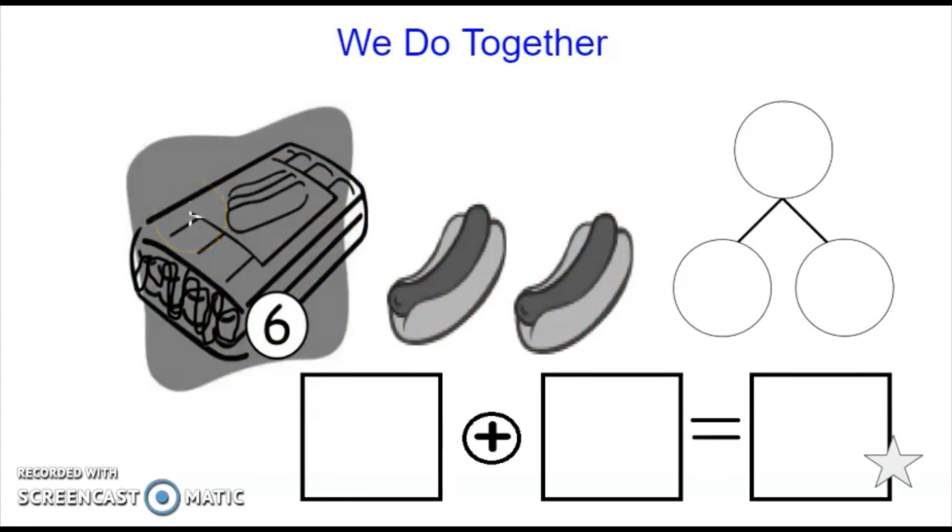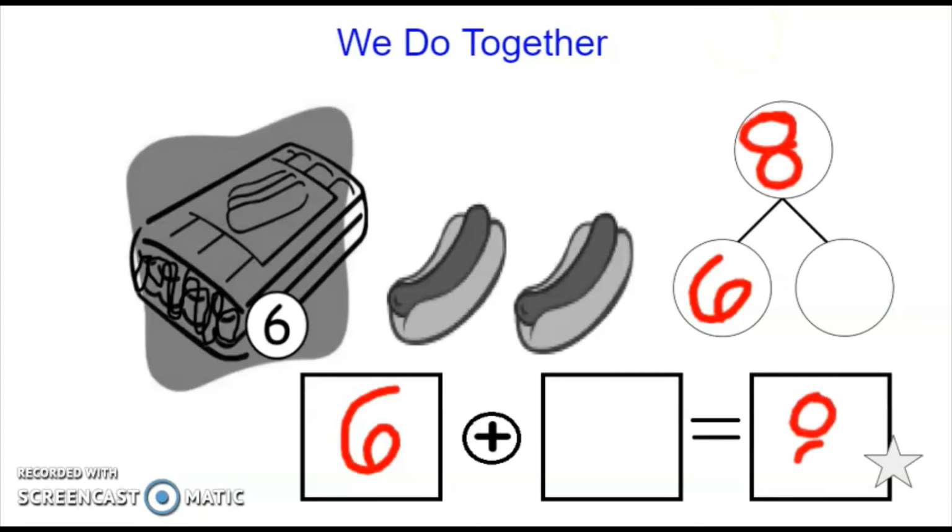What number is already given to us? I see a 6 right here to show 6 hot dogs inside the package. So I'm going to go ahead and write 6 in one of my parts. Now I'm going to use the count on strategy. 6, 7, 8. Great. That tells me that 8 is going to be my whole or my total. But I'm still missing a part here.